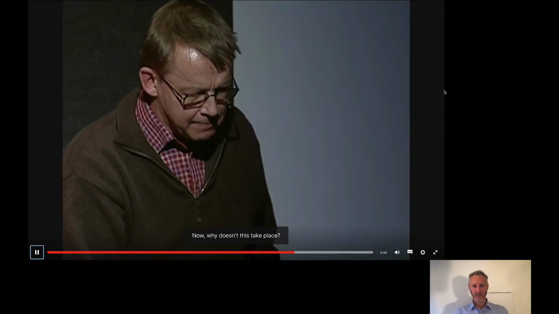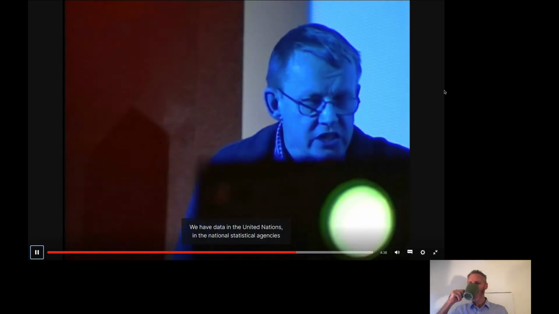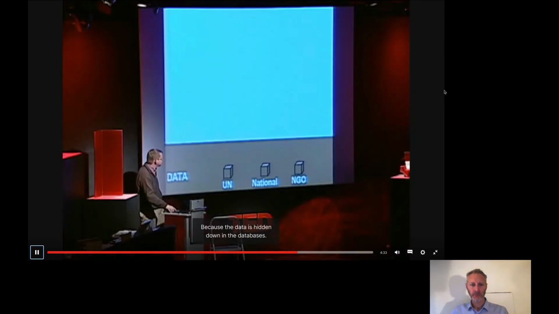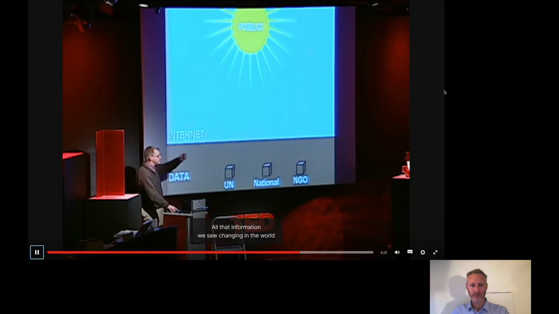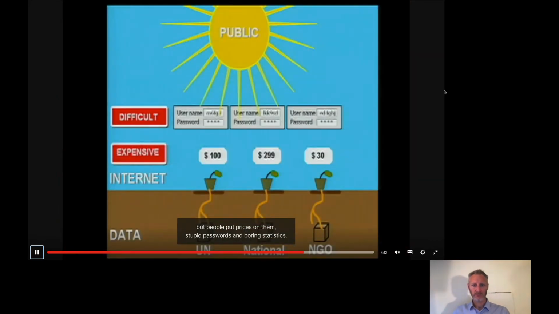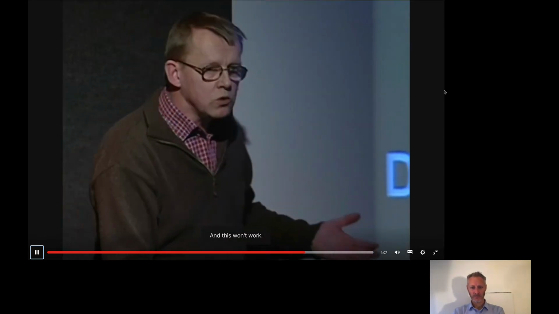Now, why doesn't this take place? Why are we not using the data we have? We have data in the United Nations, in the national statistical agencies, and in universities and other non-governmental organizations, but the data is hidden down in the databases. And the public is there, and the internet is there, but we have still not used it effectively. All that information we saw changing in the world does not include publicly funded statistics. There are some web pages like this, but they take some nourishment down from the databases, and people put prices on them, stupid passwords and boring statistics. And this won't work.